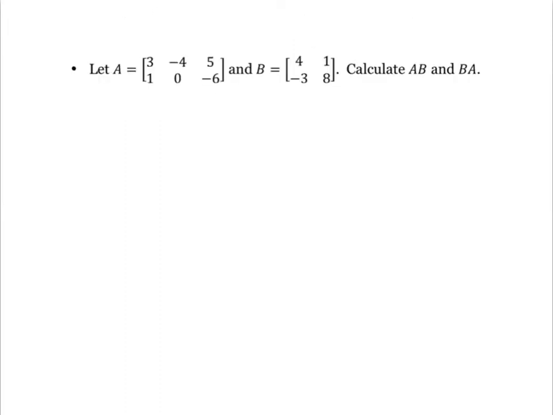This is what's called matrix multiplication, meaning that we are actually multiplying this matrix by this matrix when we calculate A times B. So I will rewrite it.